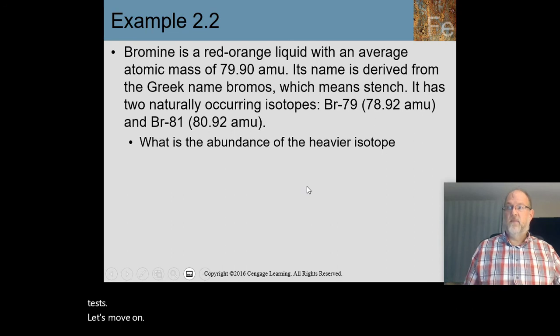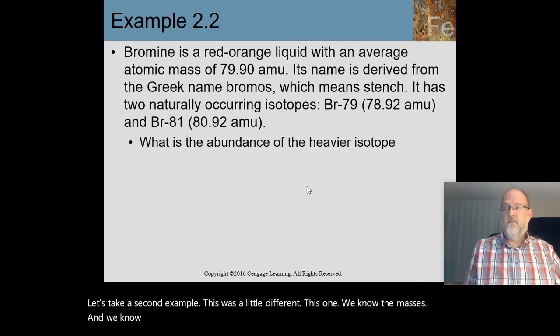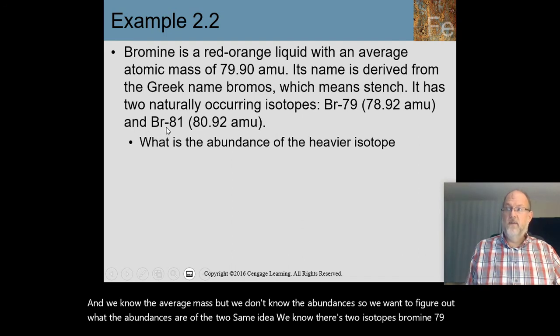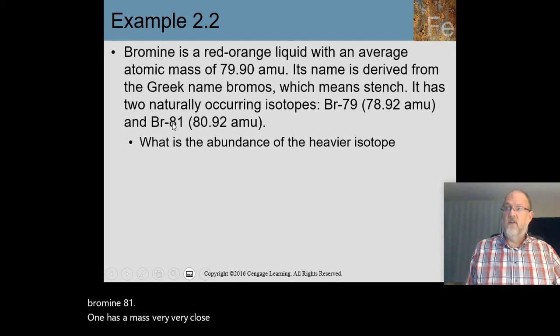Let's take a second example. This one's a little different. This one, we know the masses and we know the average mass, but we don't know the abundances. So we want to figure out what the abundances are of the two. Same idea. We know there's two isotopes, bromine 79 and bromine 81. One has a mass very, very close to 79. One has a mass very, very close to 81.